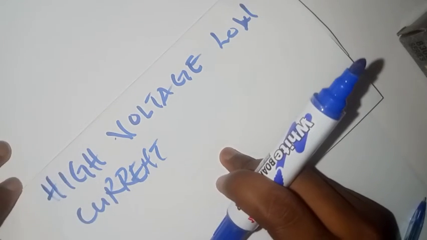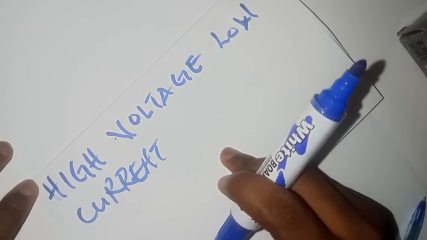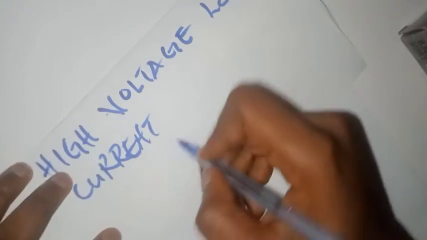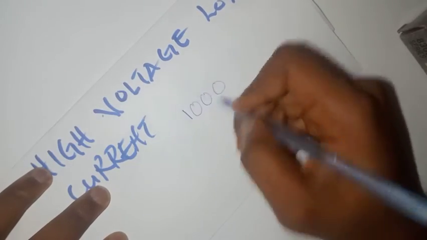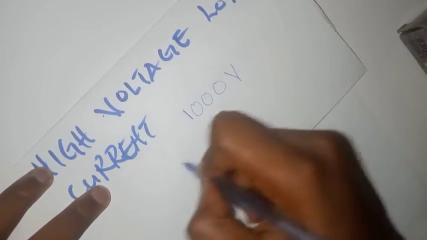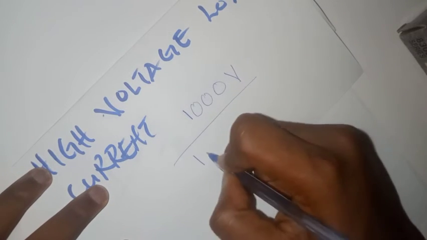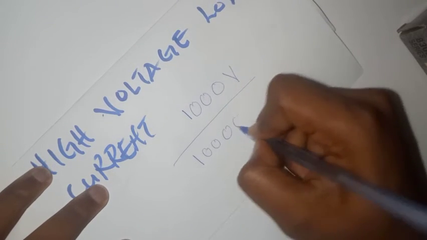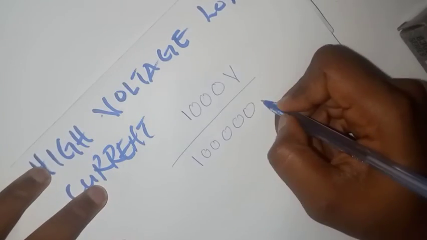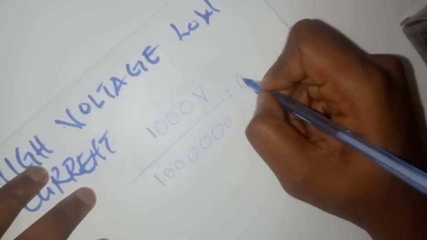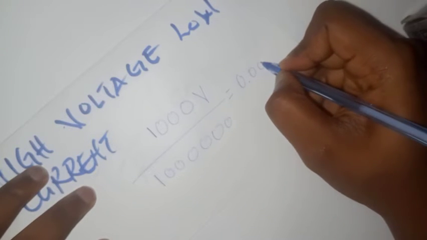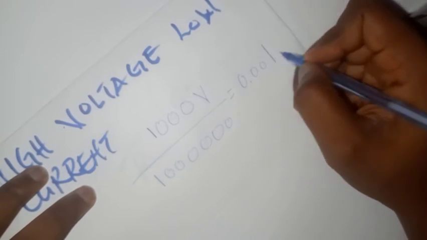It is possible to have a high voltage and a low current when there is a very high resistance in the circuit. Take for example, if you had a voltage of 1000 volts and there happened to be a resistance of 1 megaohm in the circuit, one will get a current of 0.001 ampere in the circuit.